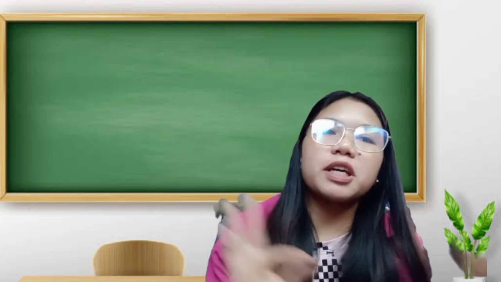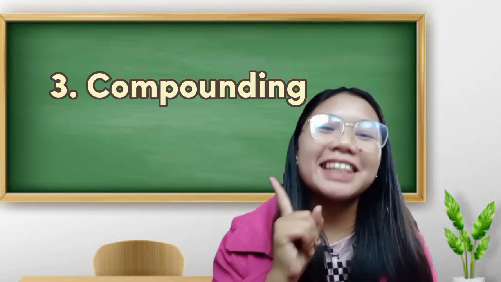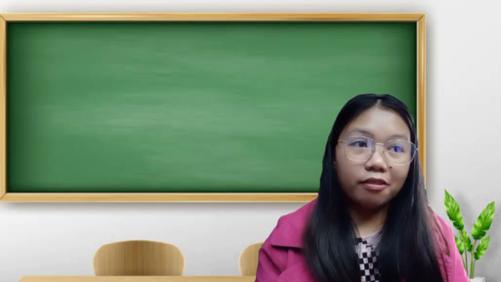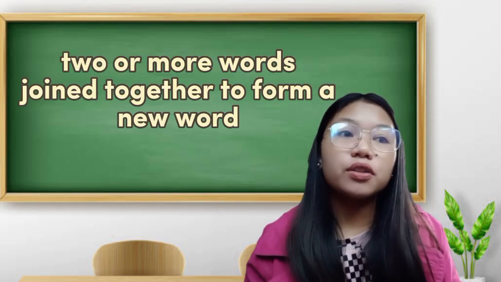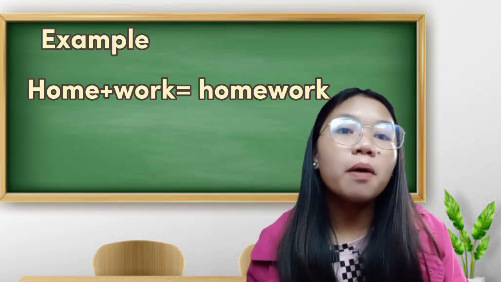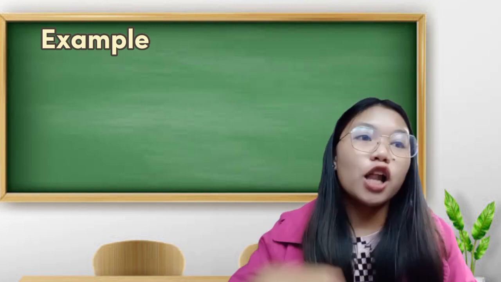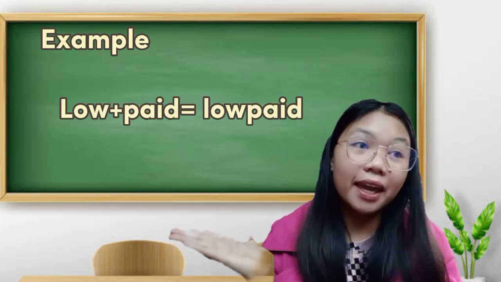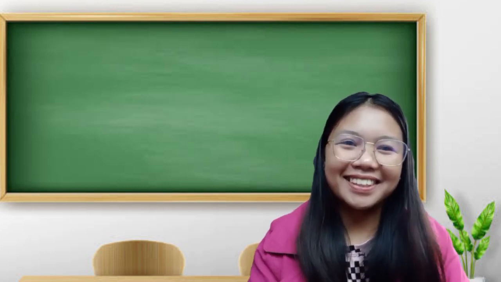The third word formation process that we have is compounding. What is compounding? Compounding is two or more words joined together to form a new word. Say for example, home plus work, homework. Low plus paid, low paid. That is compounding.